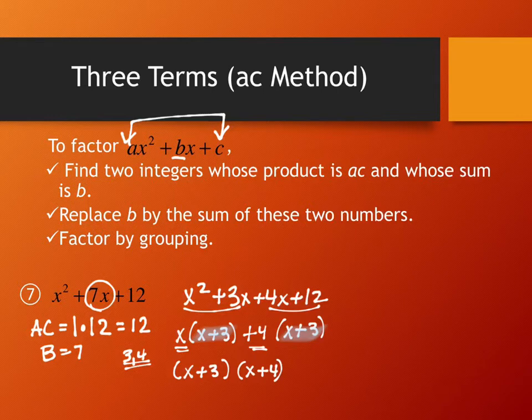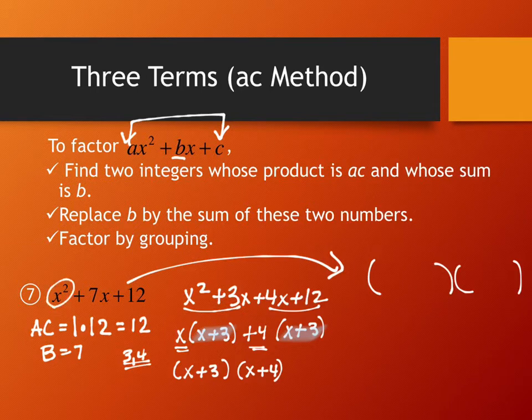Now, let me show you guess and check for this one because it works very nicely for guess and check. Guess and check says we're just going to start out by writing two binomials down. And we ask ourselves what two things have to multiply to give me x squared, and that's really easy. It's x and x.